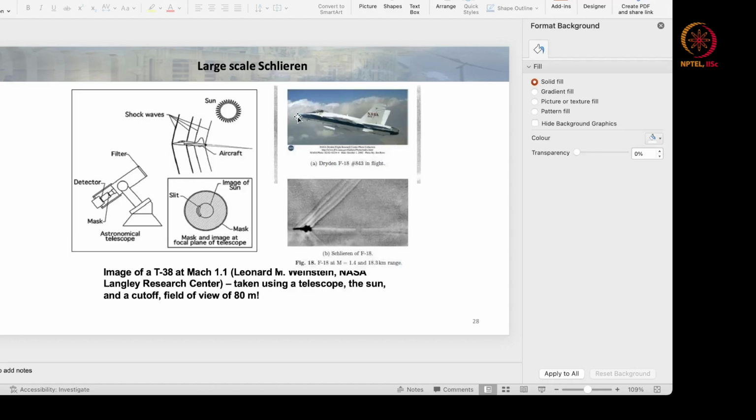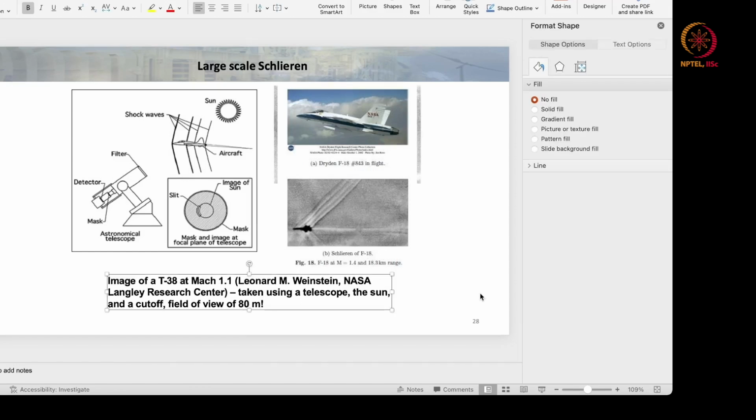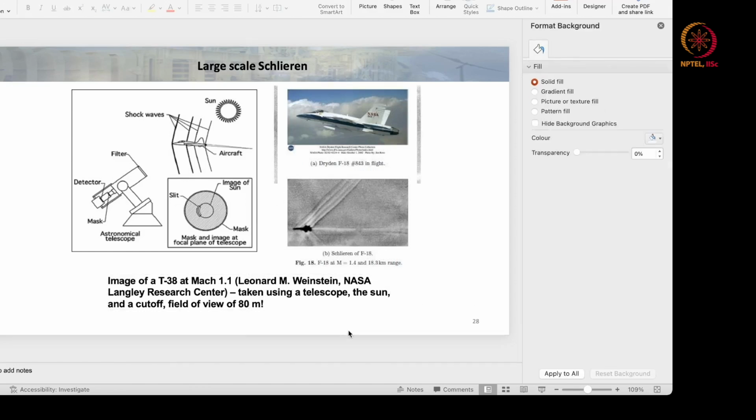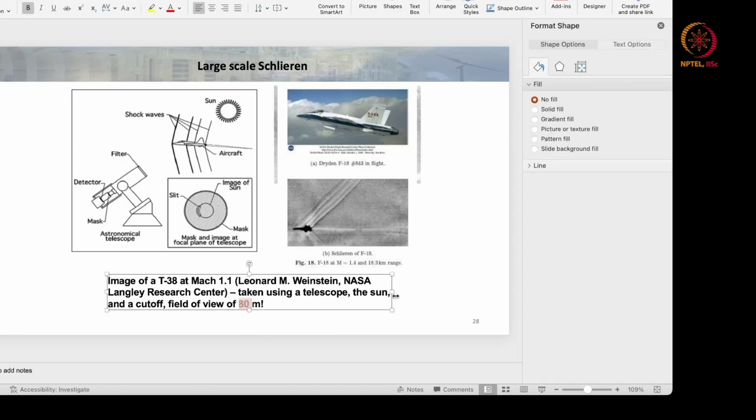This is also an example of an extra large scale Schlieren, which uses an astronomical telescope and uses the sun. This is an aircraft with its shock waves, and you use the sun as the light source. Very interesting. It is at Mach 1.1, taken using a telescope and the sun, with a cutoff field of view of about 80 meters. You can imagine 80 meters.